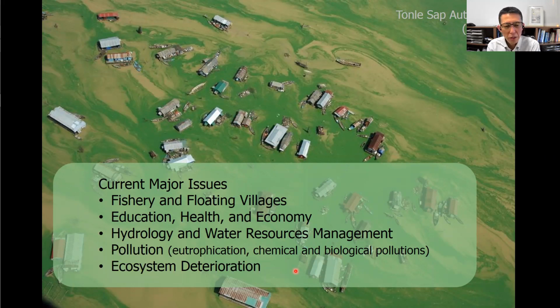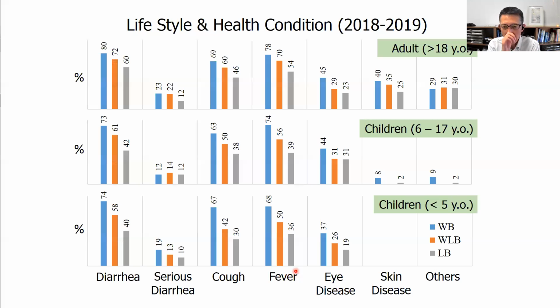Regarding the health issue, we did the field survey. This is based on the interview survey in 2018 and 2019. So we summarize the result, and this is the major findings. Here on the bottom, we write major diseases like diarrhea, cough, fever, eye disease, skin disease, and so on. The upper part has statistics for adults, older children, and young children. And then color indicates the style of their life.